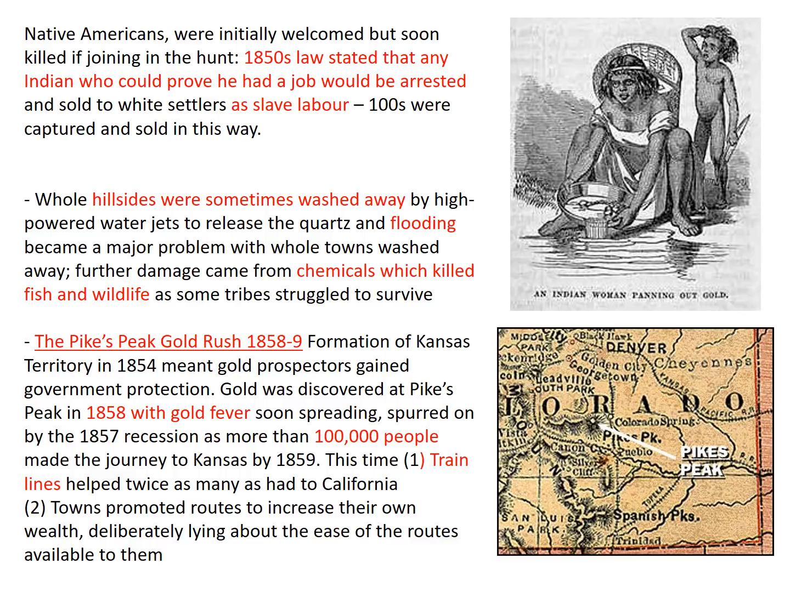Native Americans were initially welcome, but very quickly that changed to hostility. Under an 1850s law, any Indian who couldn't prove he had a job would be arrested and sold to white settlers. If they were gold mining and couldn't prove they were working elsewhere, they could be sold as slave labour. Hundreds were captured and sold in this way.